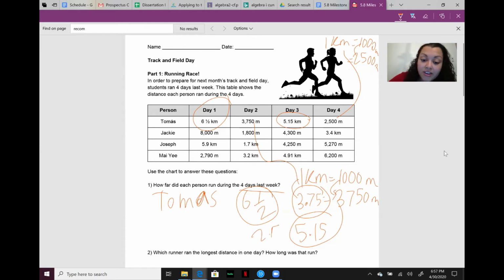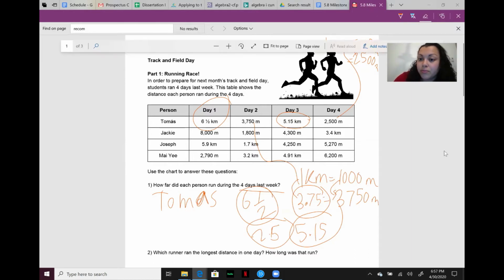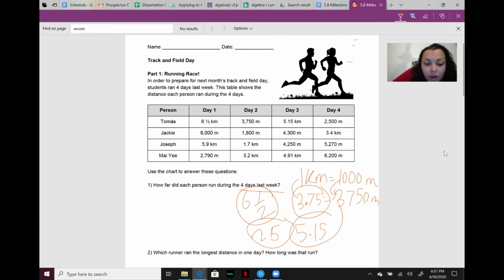So I'm going to add these 4 parts up. We have 6.5, 2.5, 3.75, and 5.15. And remember, we don't forget our rules from previous units. When you're adding decimals, you want to make sure that the decimal lines up and that if there are any gaps, you have placeholder zeros.